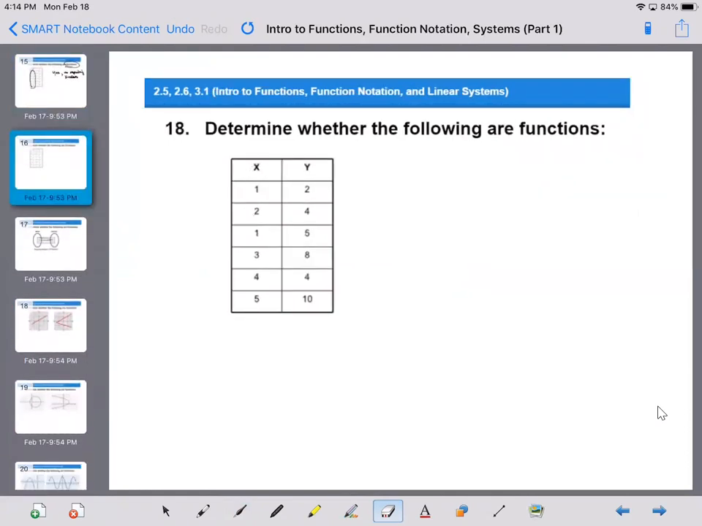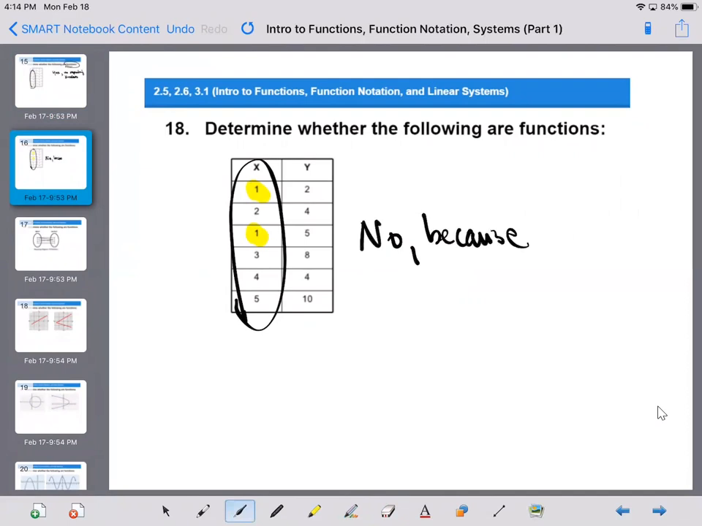So we look here, 1, 2, 1, 3, 4, 5. I see repetition here and here. So this is a no. It's not a function because the x values repeat.